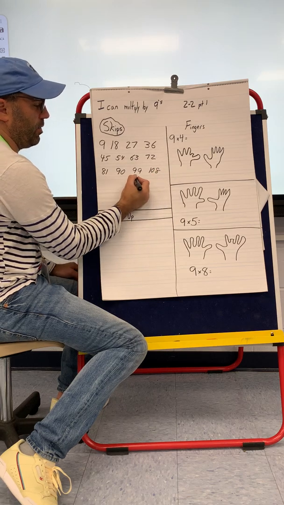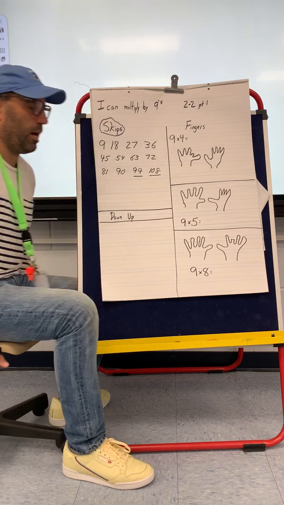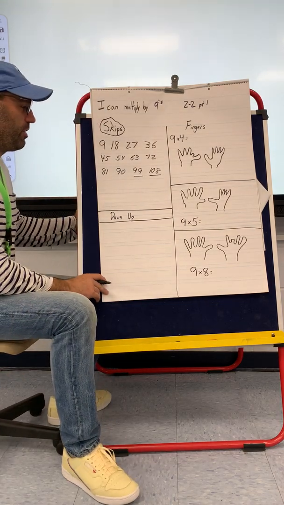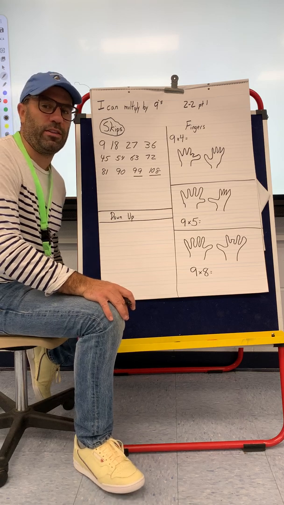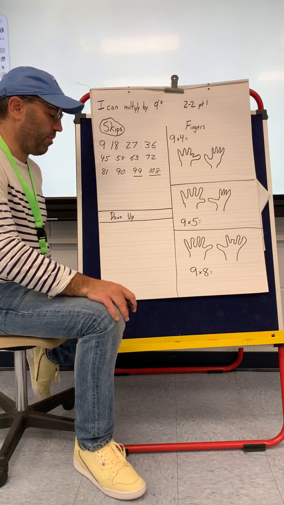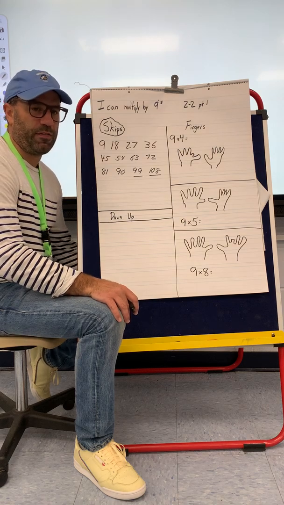Now the last two, you're going to have to memorize, okay? There's no trick for those. Those are just going to have to know: 9 times 11 is 99, and 9 times 12 is 108. Those are two you're just going to have to memorize. Now, this is pretty cool stuff.